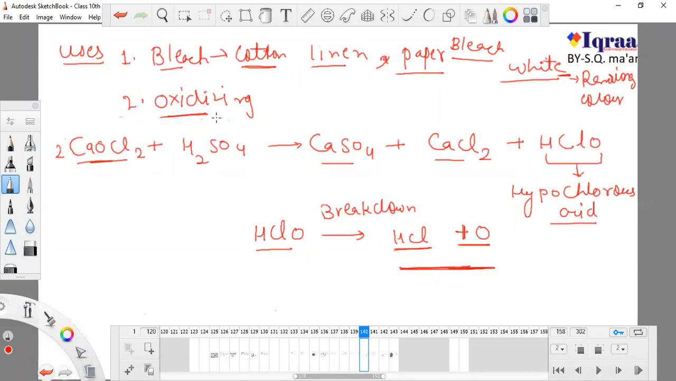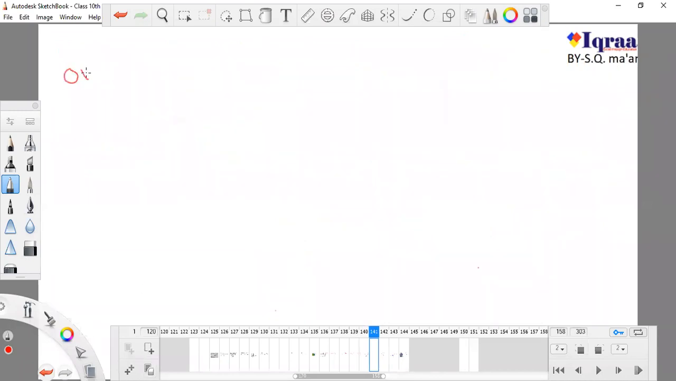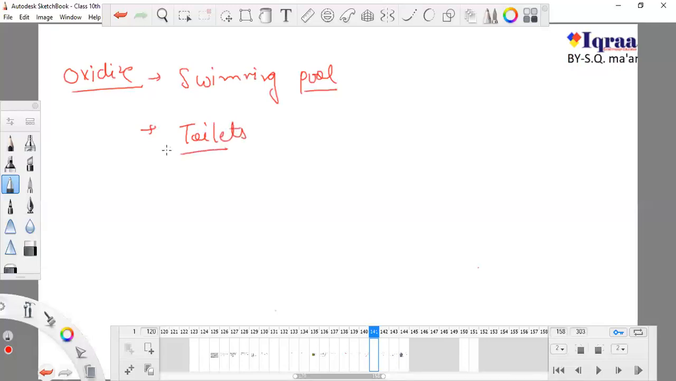So why do I need to oxidize something? I need to oxidize a place which is much contaminated, or which I think has more microorganisms, like a swimming pool. We know that swimming pools are much contaminated and are a hub of microorganisms, because so many people use them. Sometimes I use it for toilet cleaners too, and it can kill all types of microorganisms. We can also use this in drinking water. Remember this, drinking water.